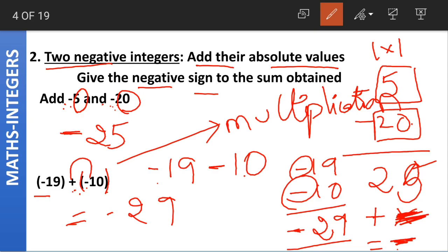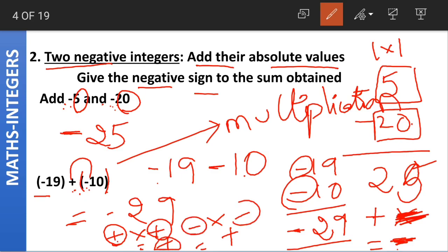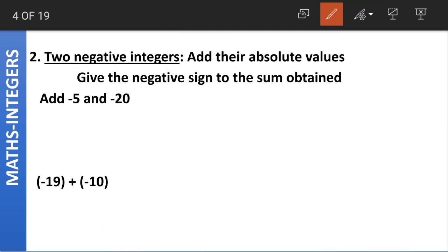Okay class, when we multiply plus and minus sign, we get minus. What happens when we multiply minus and minus? When we multiply minus and minus, we get plus, and plus into plus gives us also plus. So when we have both the same signs, we get plus as the answer. Again here also we have two minus signs, right? Both the signs are same, so the answer is plus. When we have different signs, the answer is minus. Is this clear class? When we have two negative integers, we add their absolute values and give the negative sign to the sum obtained.